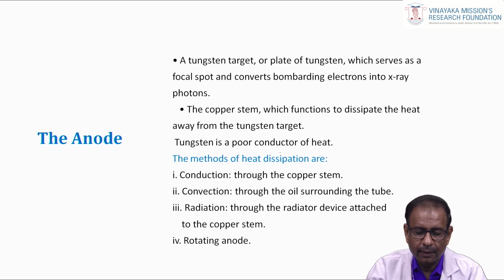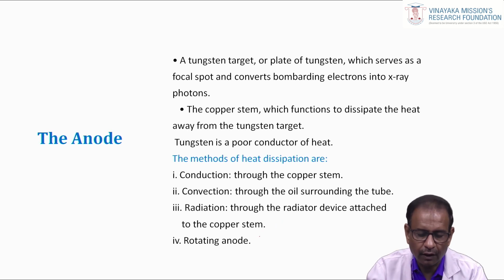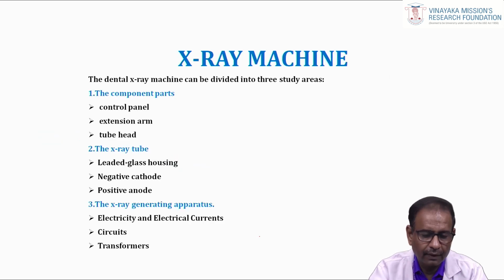So we need some parts for this. The copper stem is one of the heat dissipating areas. Conduction through the copper stem, convection through the oil surrounding the tube. The whole tube is immersed in oil, which will dissipate the heat. Radiation through the radiator device attached to the copper stem. And the rotating anode also reduces some of the heat. This is the whole anode and cathode. So far we have completed the components of the X-ray tube.